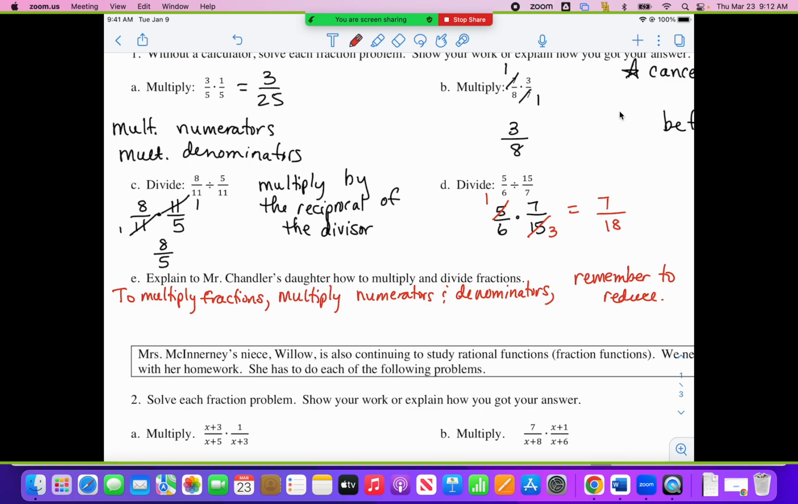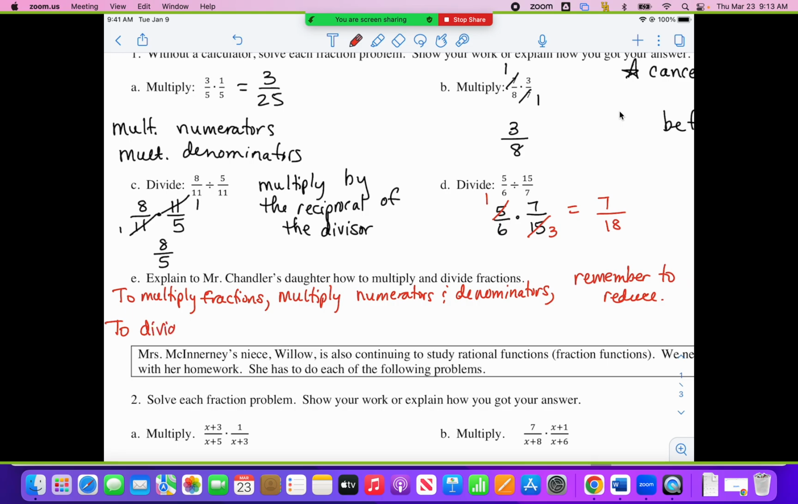So what is the difference between adding and multiplying? Can anybody explain what's the difference between adding fractions and multiplying fractions? What's kind of a big difference? What did we do with addition? Awesome. When you're adding, you need to have the same denominator or get a common denominator. When I'm multiplying, do I need to get a common denominator? No. Okay.